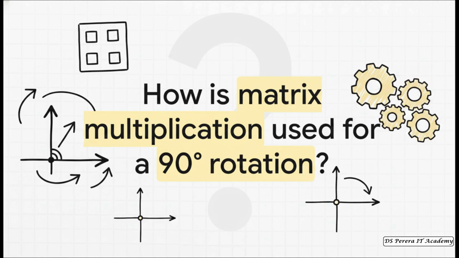So you could say, matrix multiplication is used to rotate a point by treating its coordinates as a vector and multiplying it by a special rotation matrix. This operation calculates the new coordinates for the rotated point. For a 90-degree counterclockwise rotation, the specific matrix is R equals [0, -1; 1, 0]. For example, a point at (2, 3) would move to (-3, 2). An answer like that is comprehensive and is sure to get you full marks.